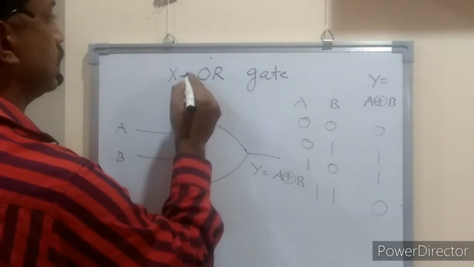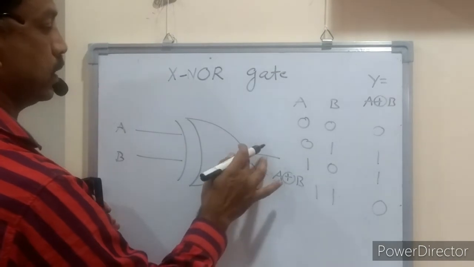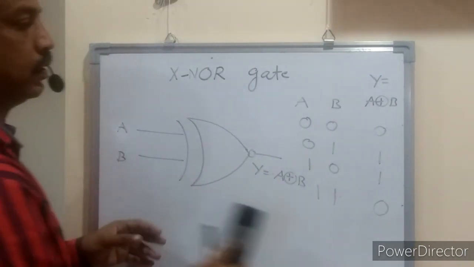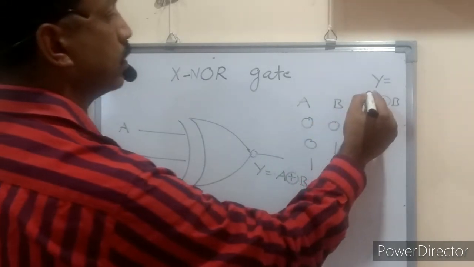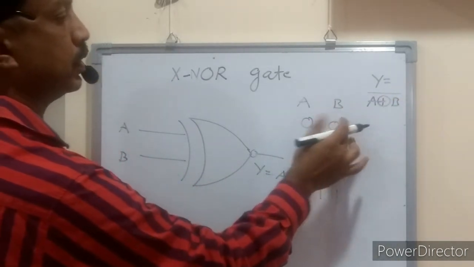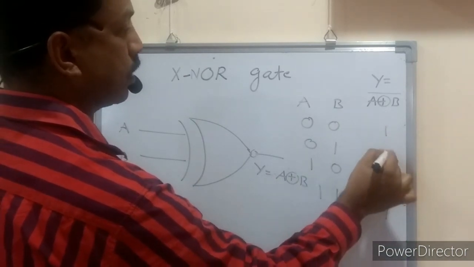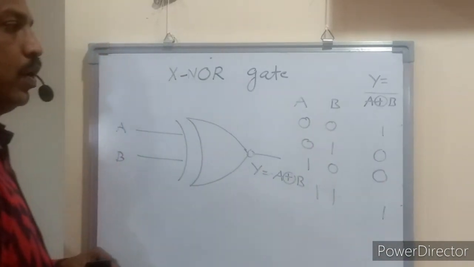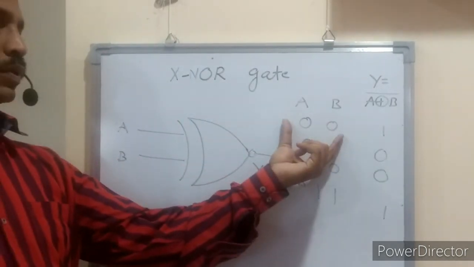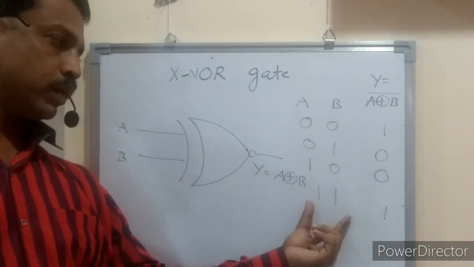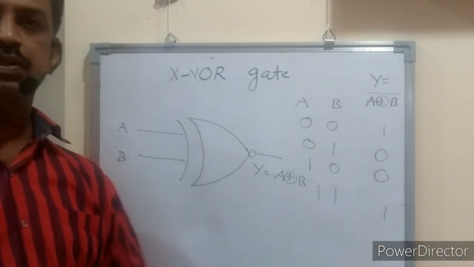Now the last one is XNOR gate. For XNOR gate we can draw like this, and here we can say that when both the inputs are same, the output is 1, and when both the inputs are different, the output is 0. Opposite of XOR gate is XNOR gate. Both inputs are 0, output is 1. Both inputs are same, output is 1. When both inputs are opposite, output is 0.